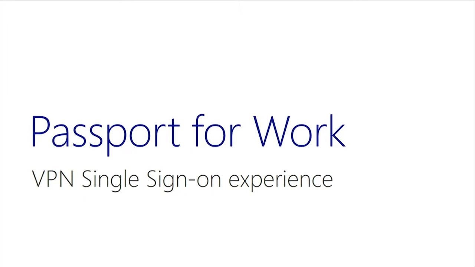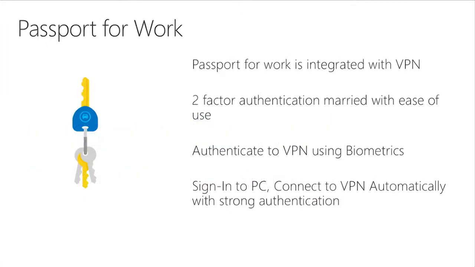The next set of features that I'm going to talk about are more integration with the general Windows 10 philosophy. The first among them is Passport for Work and the VPN single sign-on experience. With Windows 10, Passport for Work is integrated with VPN. This means that you can use strong two-factor authentication married to ease of use, which means you could use your iris authentication, face recognition, biometric, all for VPN as well.